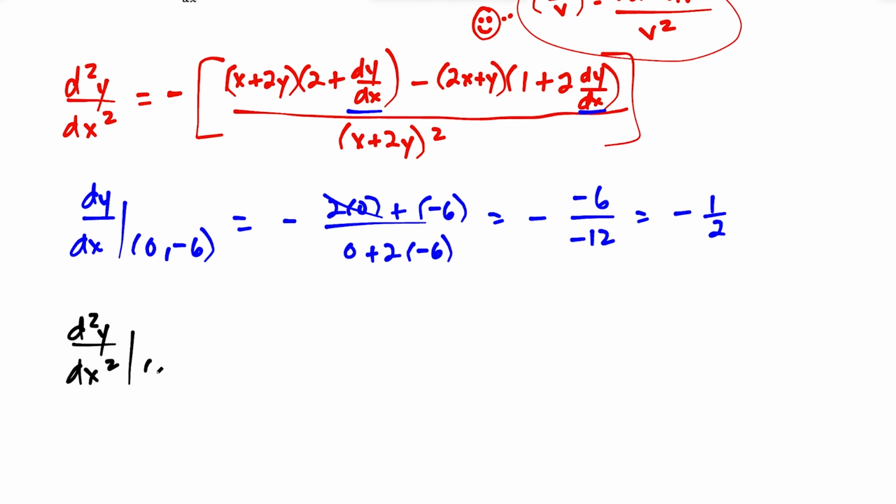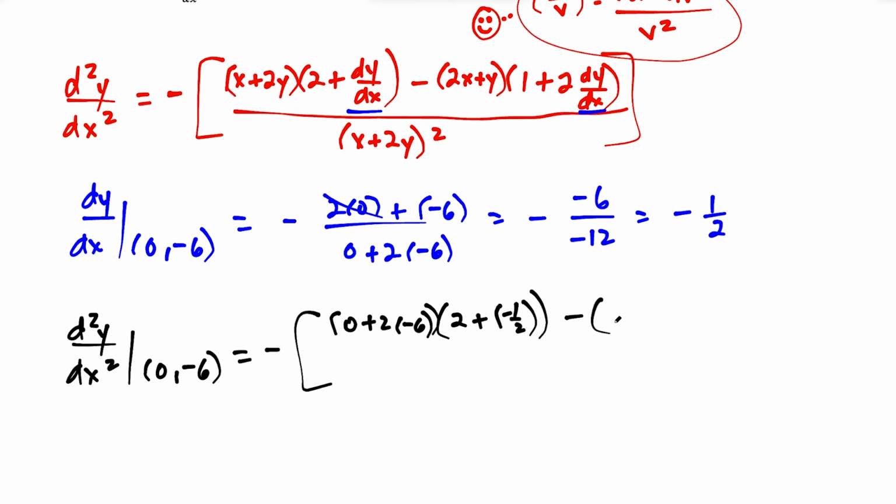So now we could evaluate the second derivative at (0, -6). So we have the second derivative at (0, -6) equals, and we have this minus sign on the outside. And then we have x plus 2y. So we're just going to start plugging in here. We're going to have 0 plus 2 times -6. And then this is going to get multiplied by 2 plus dy/dx. But we just found dy/dx at (0, -6) is equal to -1/2. So we could just plug in -1/2 at this step. So we have this, and then we have minus (2x plus y). So we're going to have 2 times 0, and then plus -6. And then this gets multiplied by 1 plus 2 times dy/dx, and dy/dx once again was -1/2 at (0, -6). So we just plug in here like this.